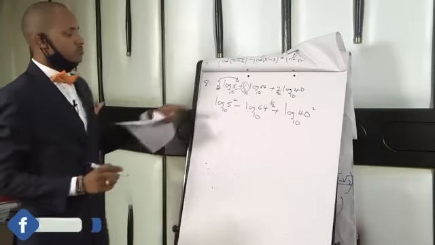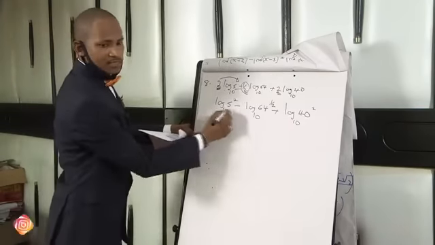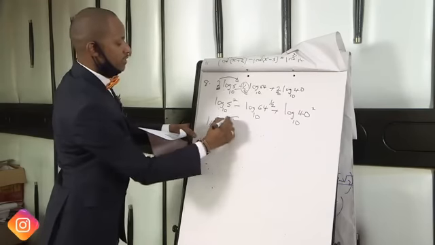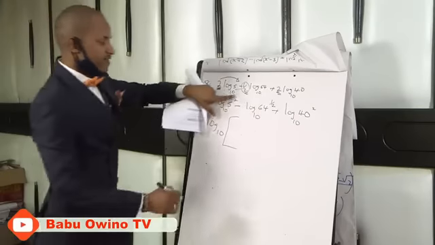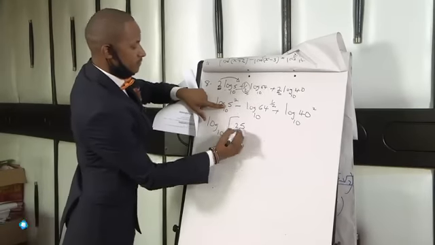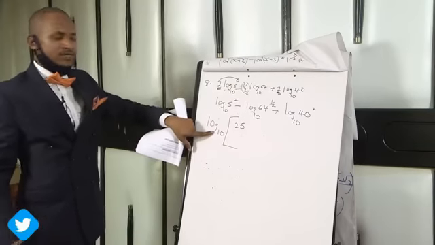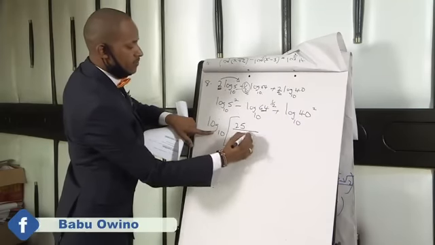Then again I told you, you collect the logarithms together. So when we collect this, we will have log to base 10 only outside the bracket. Then 5 squared. 5 squared is 25. But I had told you that when you see a minus sign because you've collected logs to base 10, you divide by 64 raised to power a half.